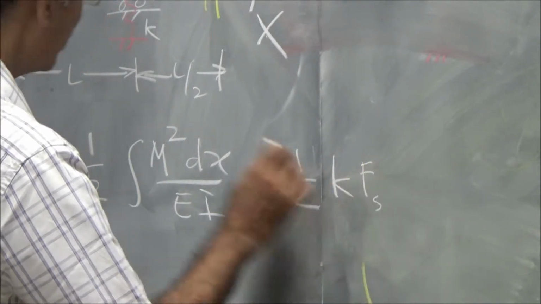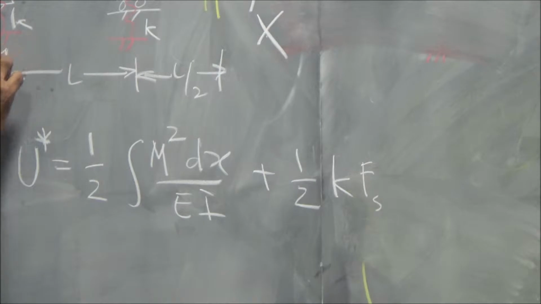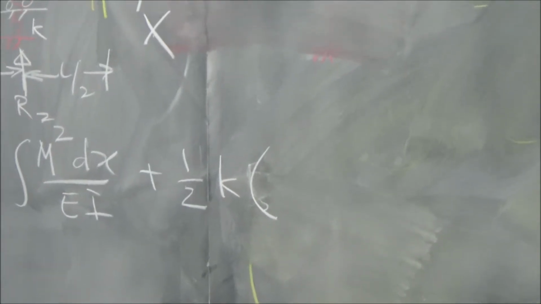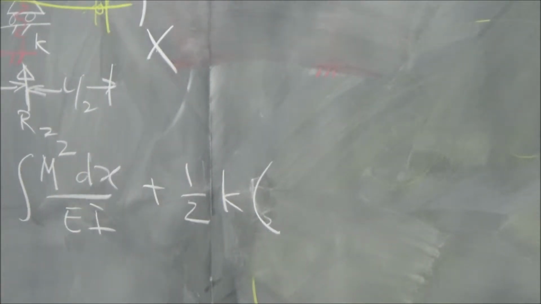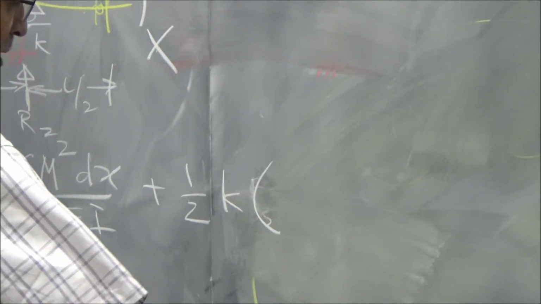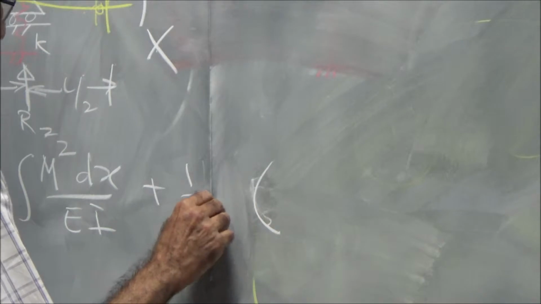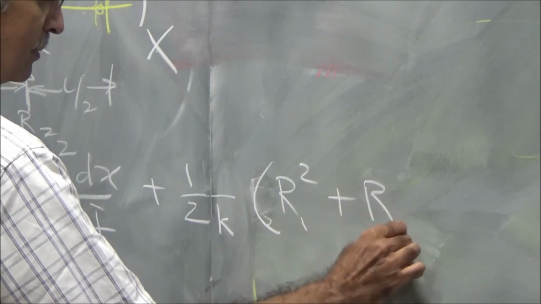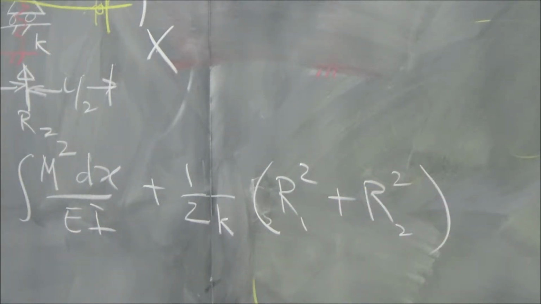So you have two springs. Let's say the reaction here is R1 and the reaction here is R2. So you can write, no, this is wrongly written. What should I write? Half R squared by k. So for a spring, k will come in the denominator. Half k times, R1 squared plus R2 squared. Agreed? Yes or no?